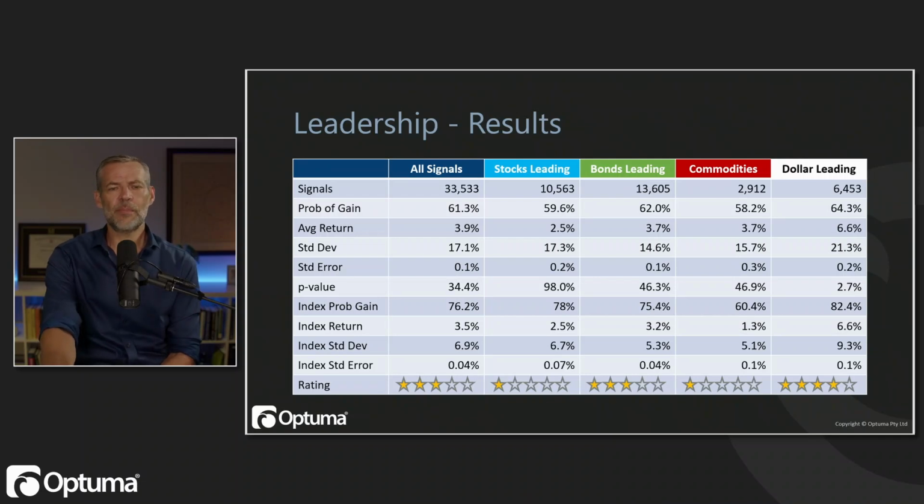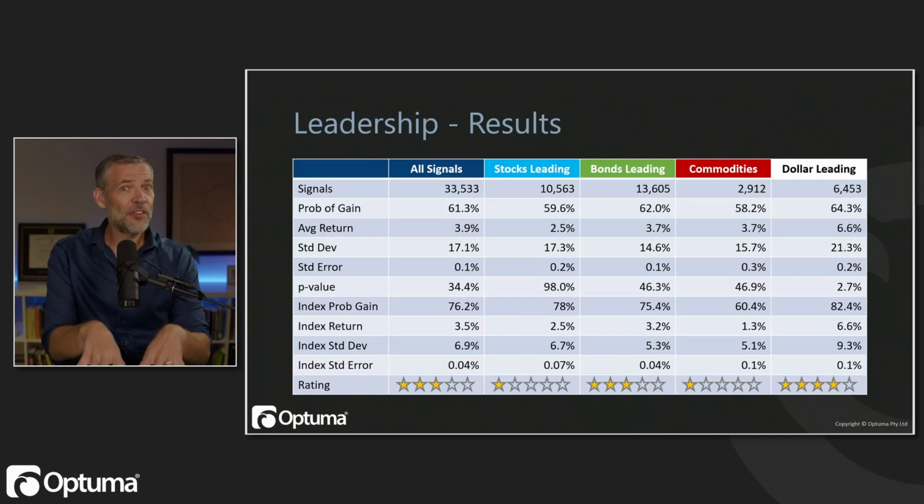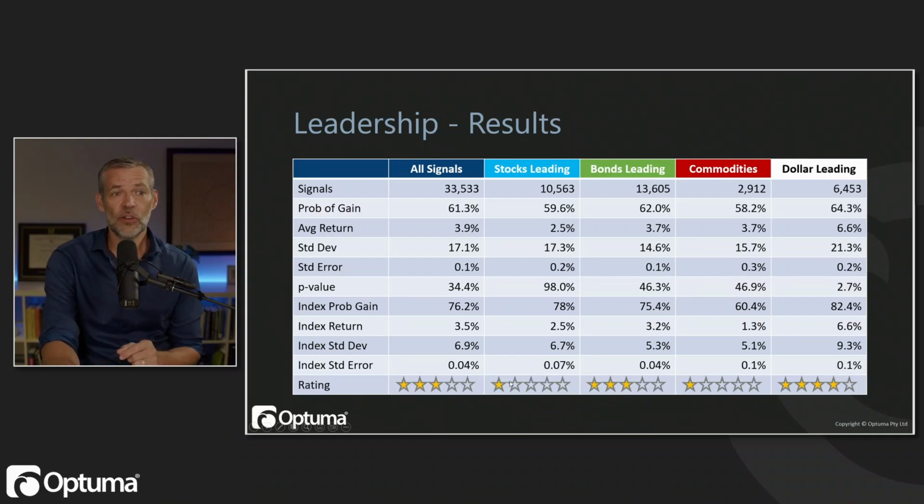So adding in at the bottom, just what the index did during those periods as well. You can have a look at those numbers. But what I really want to do, because if all I do now is show you lots and lots of numbers, this is going to get really mind-numbing very quickly. So what we've developed is this star rating that you see down the bottom. Now, you can see for all signals, this Optex band gets a 3-star rating. When stocks are leading, it's only 1 star. Again, very disappointing. It was completely opposite of what I expected.